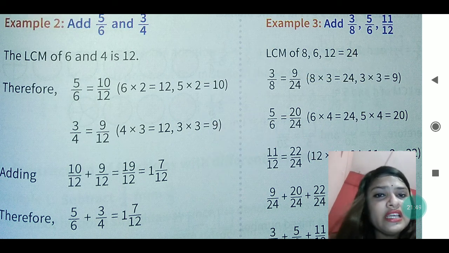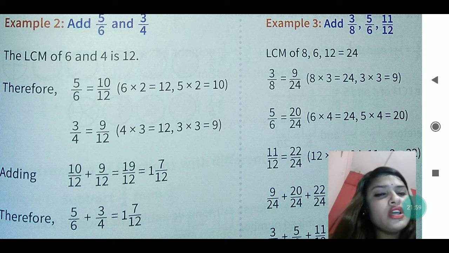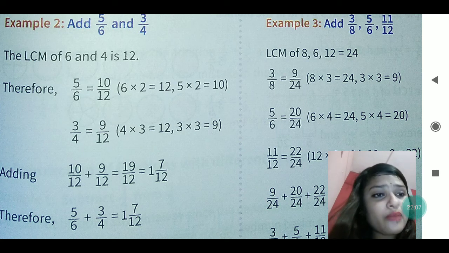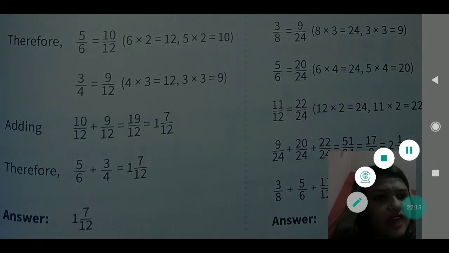Now you can see you have got the common denominator, that is 12. Now you can add the numerators 10 and 9. It's very easy now. Common denominator 12 and numerators 10 plus 9 is 19. Now what you have to do is make it in lowest terms. You can change it into a mixed fraction also.